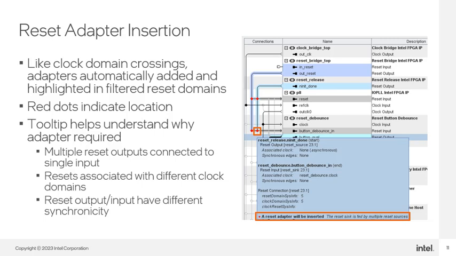As with clock domain crossings, you can leave the adapter in place or adjust the design to avoid the need for it. Sometimes the adapter cannot be avoided. In the example shown here, multiple components can send a reset to the Reset Debounce custom component. As such, an adapter is needed to OR the two reset sources so either can reset the button debounce component.